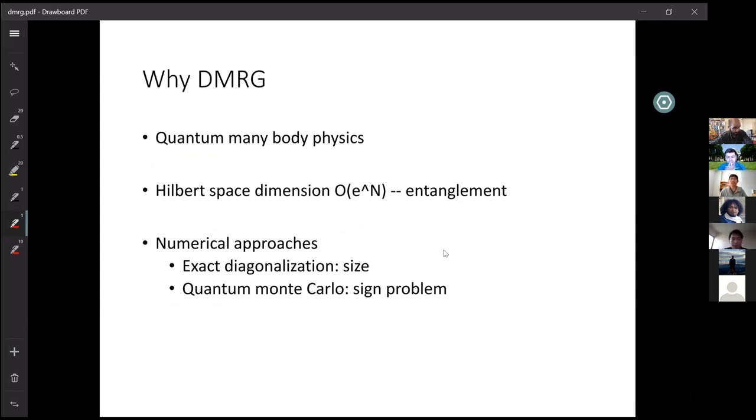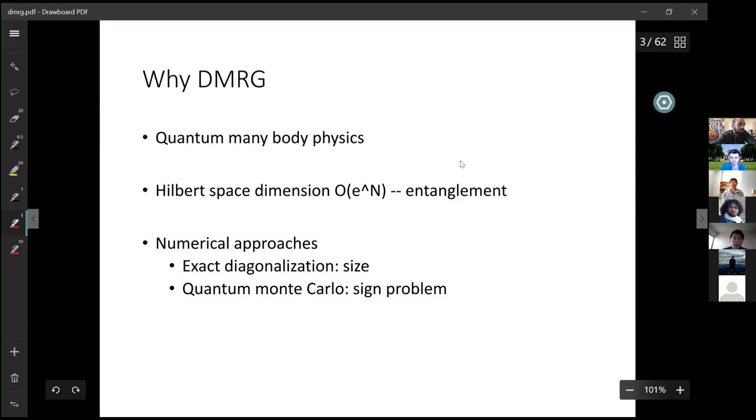I will introduce the DMRG starting by giving you a little bit of motivation. Why do we need an algorithm called DMRG? We know that as condensed matter theorists, we are generally interested in quantum many-body problems. There are many interesting phenomena in these kinds of systems, such as high Tc or spin liquid, like fractional quantum Hall effect, and so on.